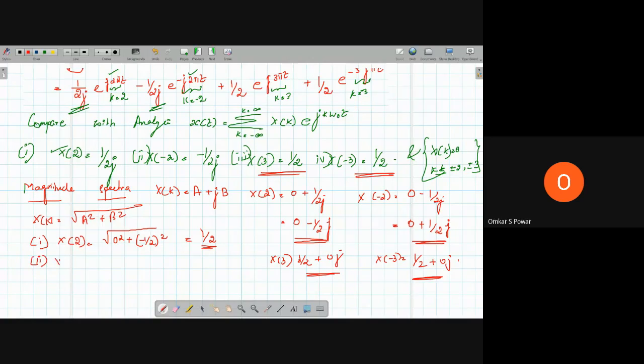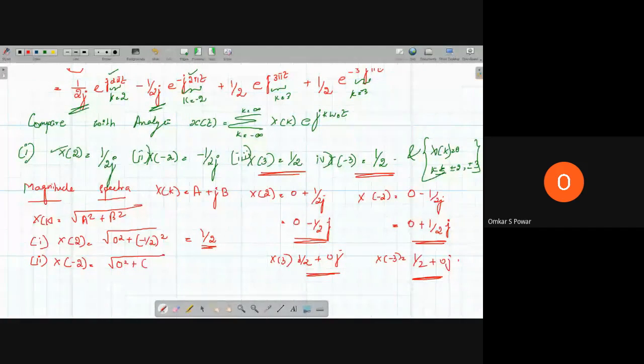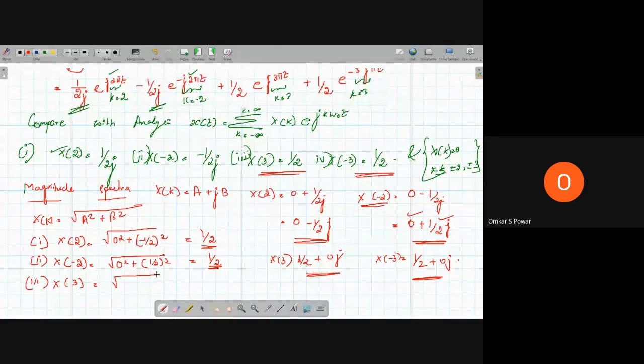Second one, x of minus 2. So what is the magnitude? 0 square plus half square. Why half square? Your a is 0, b is half for x of minus 2. So again you will get half. Then what do we want? X of 3 and minus 3. X of 3 is equal to root of, here you see only half square plus 0 square again. Again it is half.